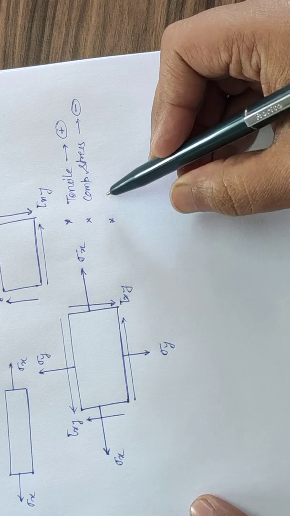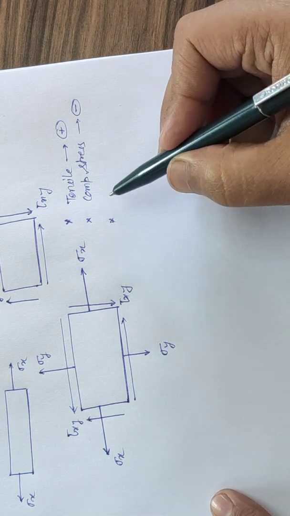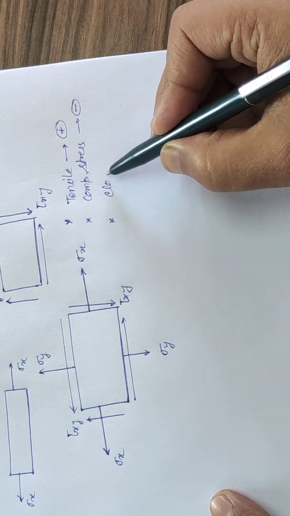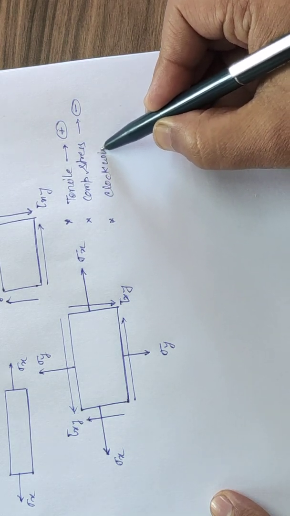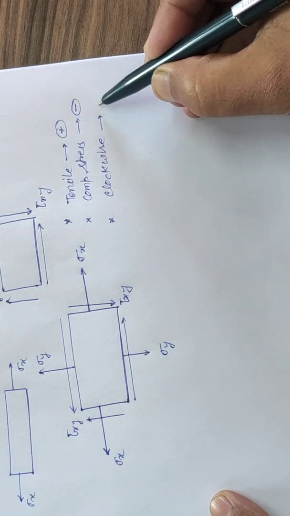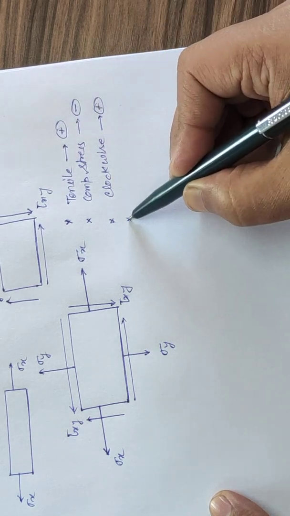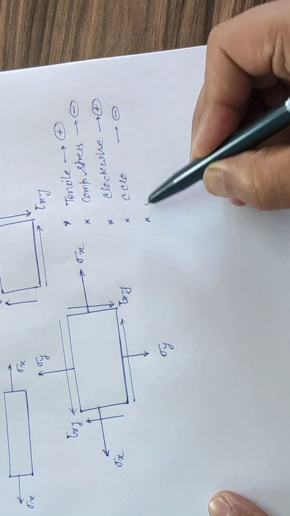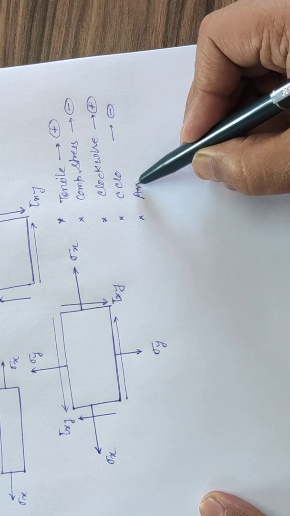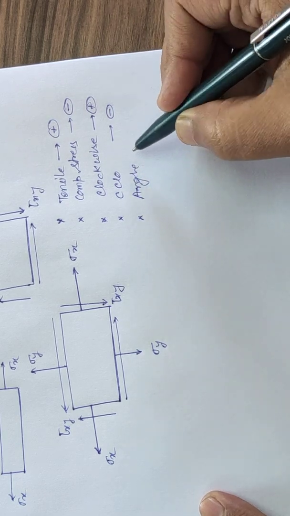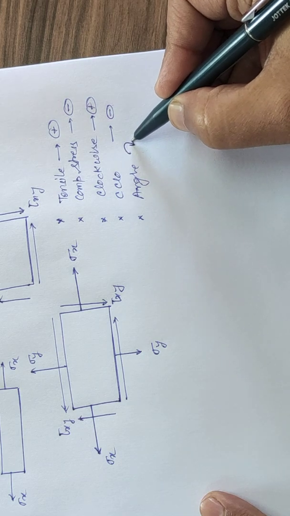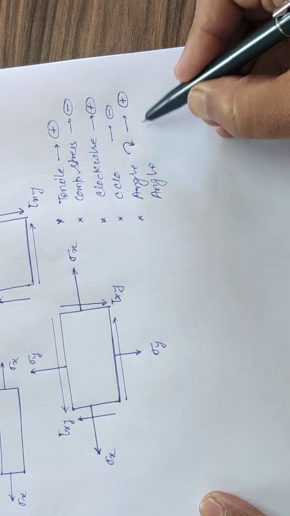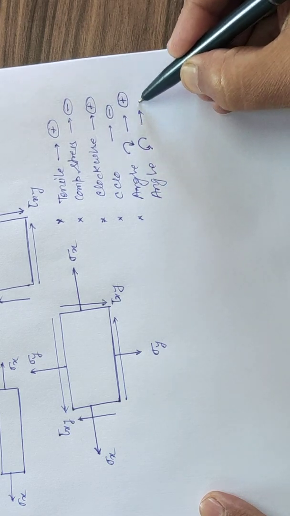Third point, we will take clockwise couple as positive. Counterclockwise we will take as negative. And angle measured in the clockwise sense we will take as positive, and angle measured in the anti-clockwise direction we will take as negative.